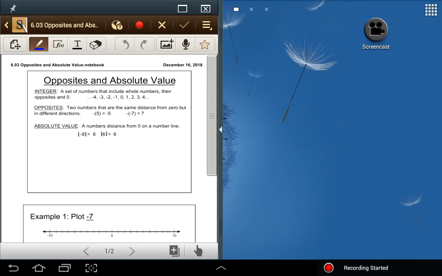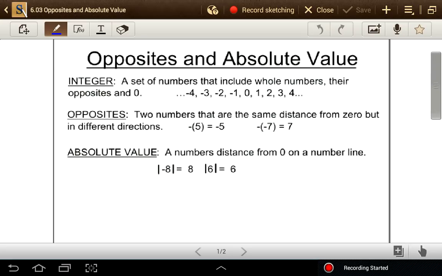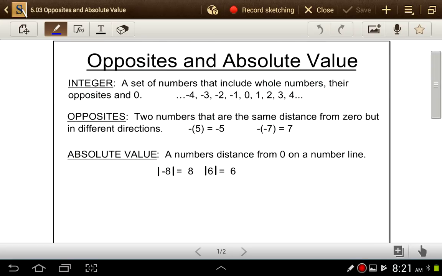Here's our video on opposites and absolute value. There are a lot of similarities between opposites and absolute values, but there are also some differences, so you have to pay attention to those. First of all, an integer is a set of numbers that include whole numbers, their opposites, and 0. Opposites are two numbers that are the same distance from 0, but in opposite directions.